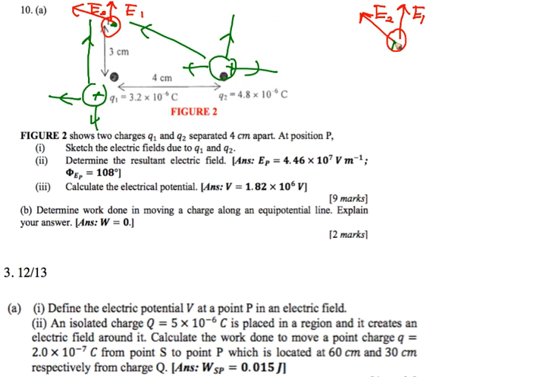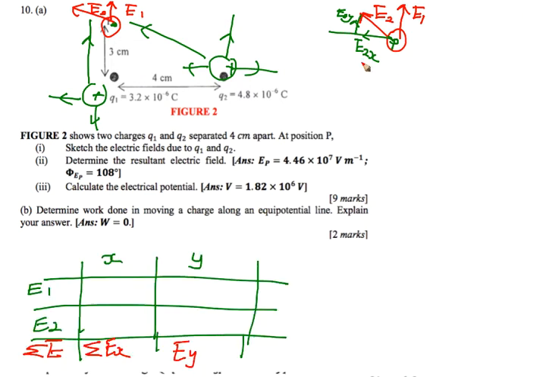point P here. So you must resolve the components. E1 is on the y-axis, so E2 you must resolve to the y-axis. So you have a triangle here. This is E2 resolved to the y, E2y, and resolved to the x, E2x. E1 is on the y-axis, so its x component is equal to 0.